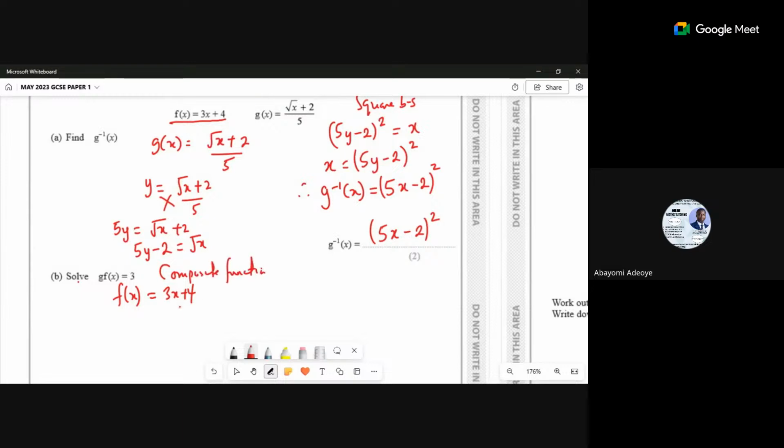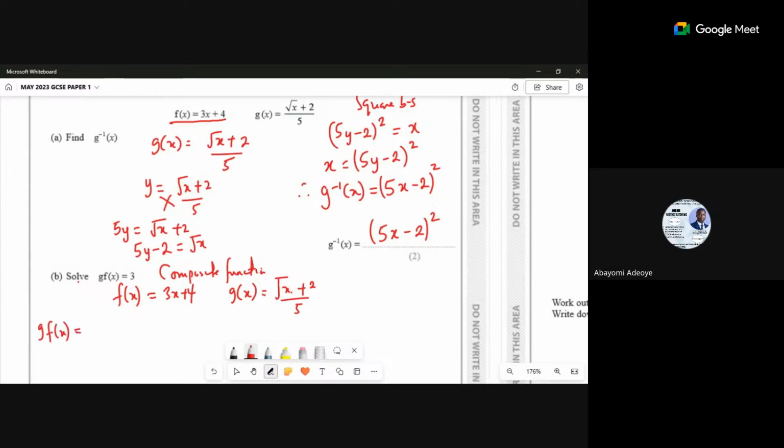So that means you put everything. So what is G of x? G of x is what? With x plus 2 over 5. So G of f of x equals 2.